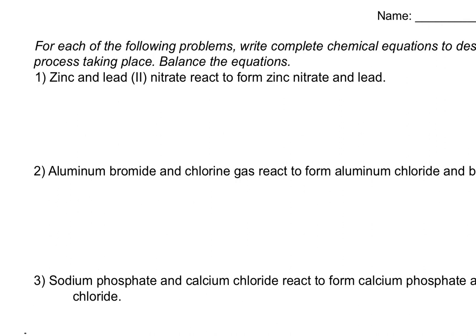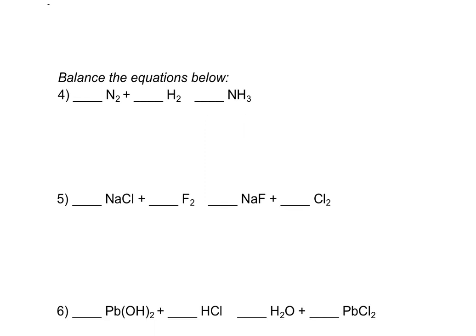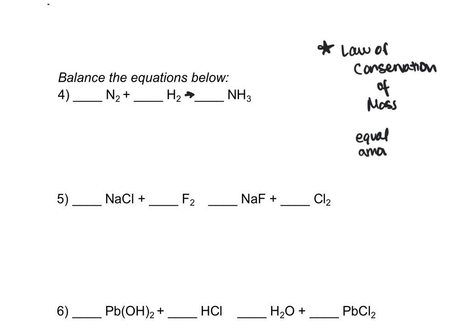So let's say we're doing this one right here. This should have a little arrow here. I don't know why it didn't cross over when I downloaded it, but when we look at chemical equations, we need to keep in mind what is called the law of conservation of mass. What this means is I have to have equal amounts before and after a reaction.